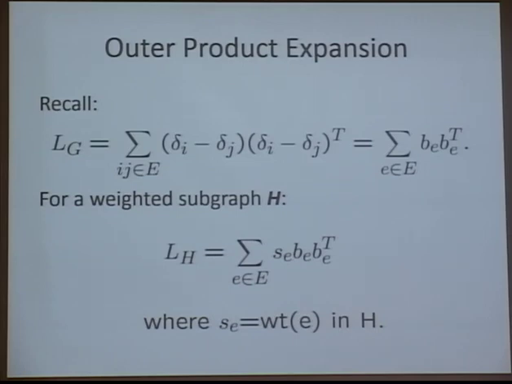So if I have a weighted subgraph H of G, then its Laplacian is a weighted sum in the same outer product. If it has weights S sub E, it's the sum of S_E b_E b_E transpose. The point is it only uses the same outer product. This is sort of a trivial fact that I'm saying here.